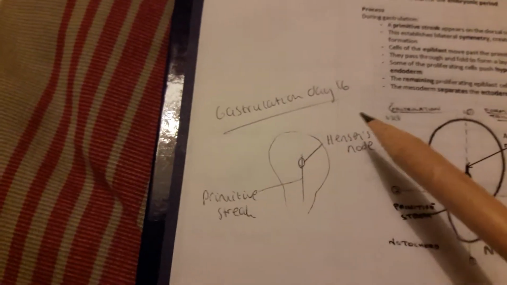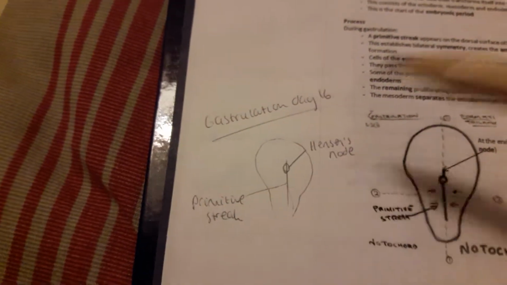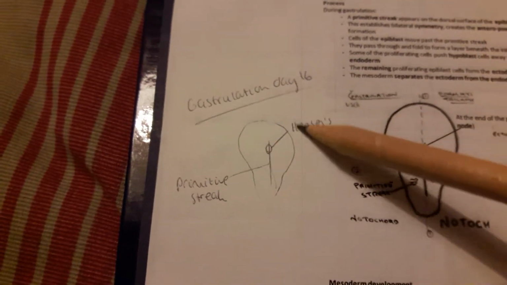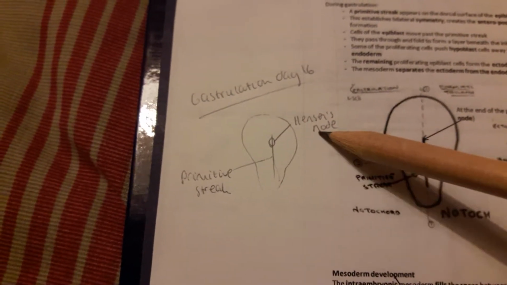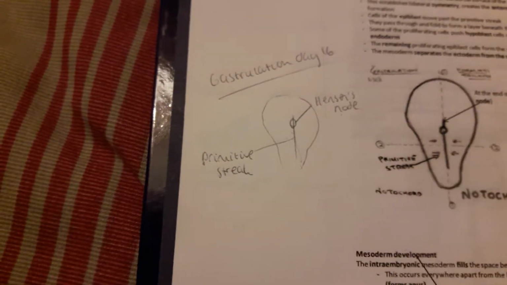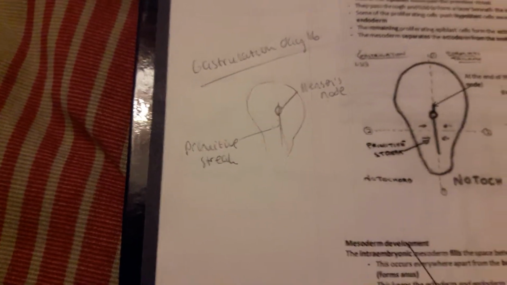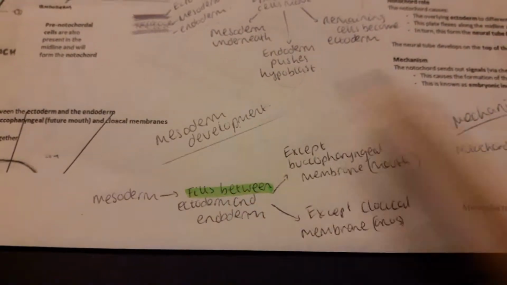So in gastrulation, day 16, the primitive streak forms, forming the anterior posterior body axis, and at the end of the primitive streak, there's a node called Hensen's node, which I'll mention in a second. Another thing to note is that in the midline there's also prenotochordal cells, which will go on to form the notochord. So looking at the mesoderm, how does it develop?